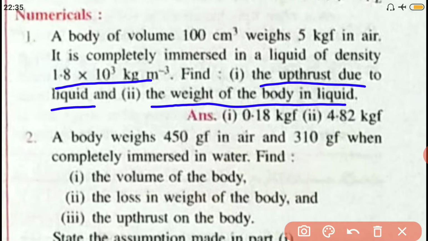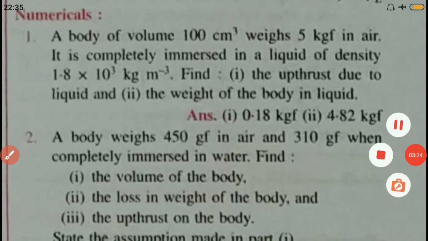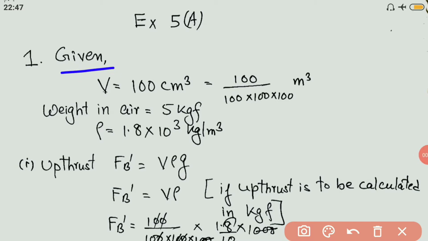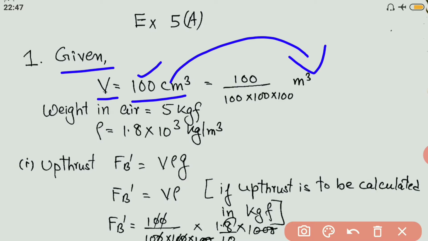Let us try to solve the question. Coming to the solution of number 1, given volume which is 100 centimeter cube, I am converting this 100 centimeter cube into meter cube by dividing this 100 by 10 lakh. The other thing given to us is weight in air, which is 5 kgf, and the density of the liquid, which was 1.8 multiplied by 10 to the power 3 kilogram per meter cube.